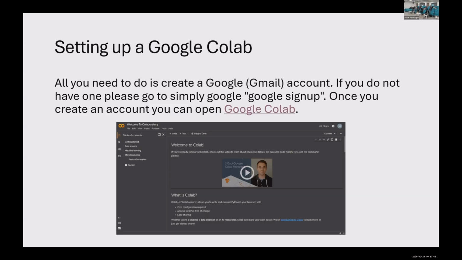Have you set it up? Do you have a Google Colab account? I think most of you do anyway. You can collaborate with your friends, with your advisors, with your mentors, with your colleagues.